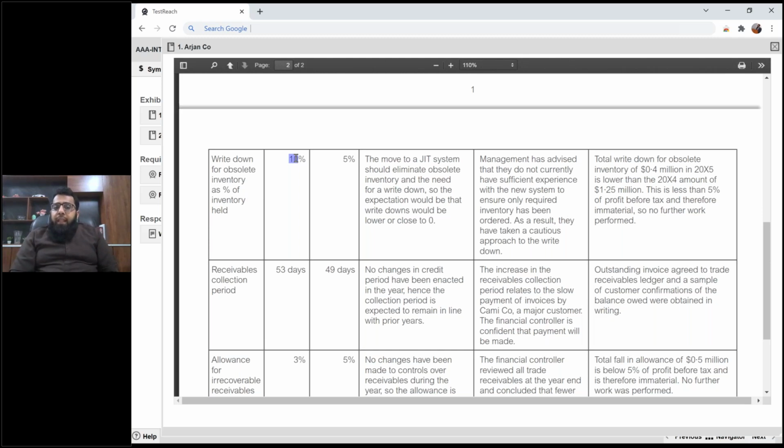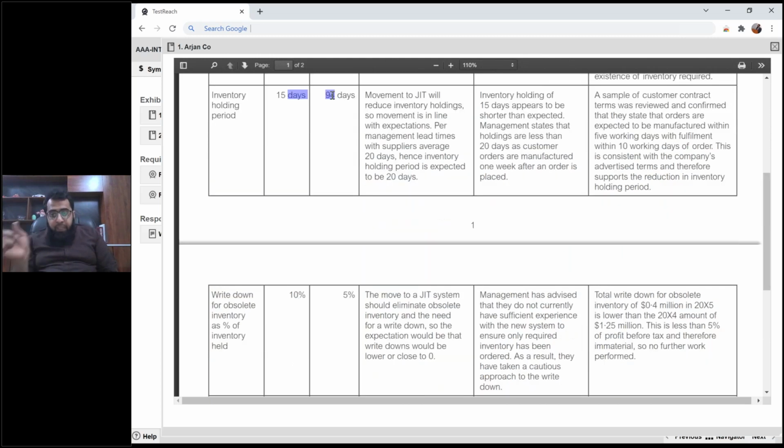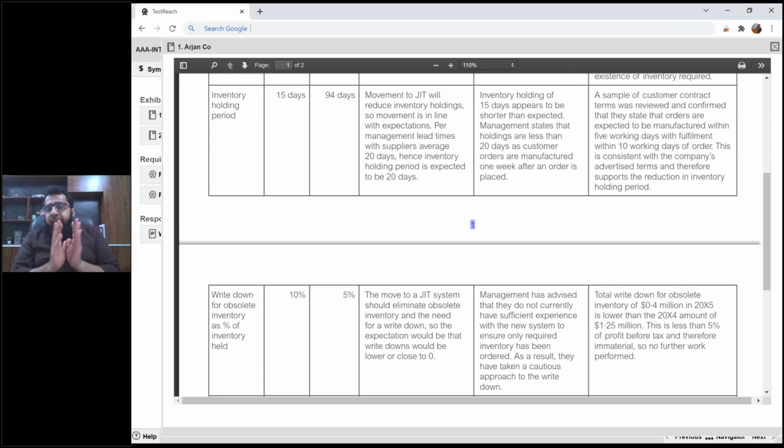See, he has said that the inventory holding period, which we calculated originally, was 94 days in the previous year. In the current year, it is 15 days. The reason is that since we have moved to just in time, we don't hold excess inventory. To verify whether the average holding days was 15 days, we have reviewed the sample of customer contracts. The sample also shows that we deliver in 10 days. When we do a customer contract, we promise them that we will give the goods in 10 days.